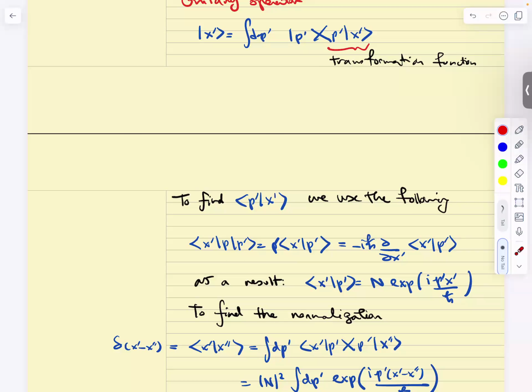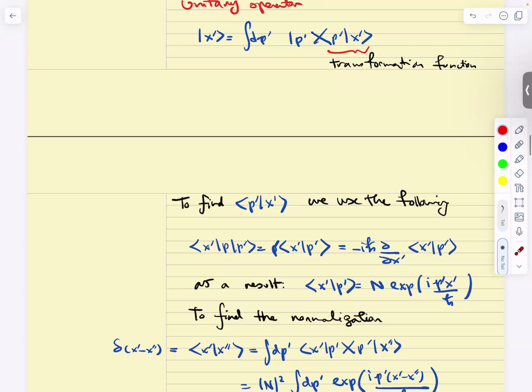If I integrate that, I just get this bracket is some constant times exponential of i P prime X prime over h bar. Why is there a constant there? It's a first order differential equation. There's a normalization, so I have to fix the normalization. That's my next step. Good.